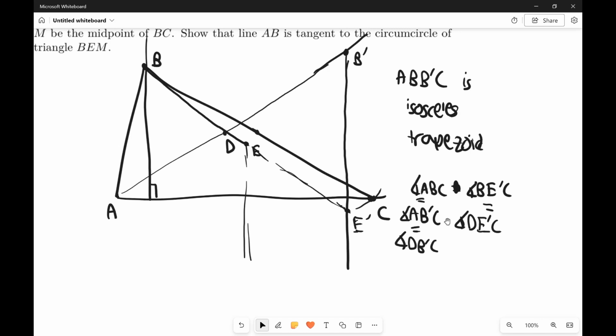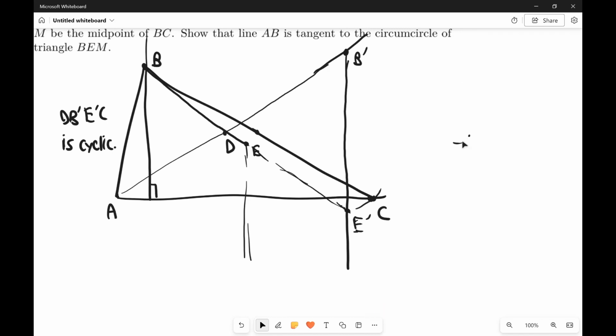Now look here. We want these two to be equal, and we now reduce the problem to showing that DB prime E prime C is cyclic. If we could show this, then we'd be done. So how do we actually go about showing this?